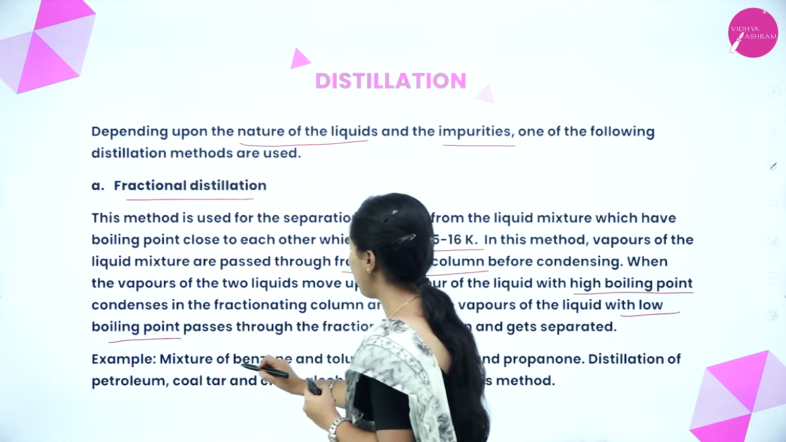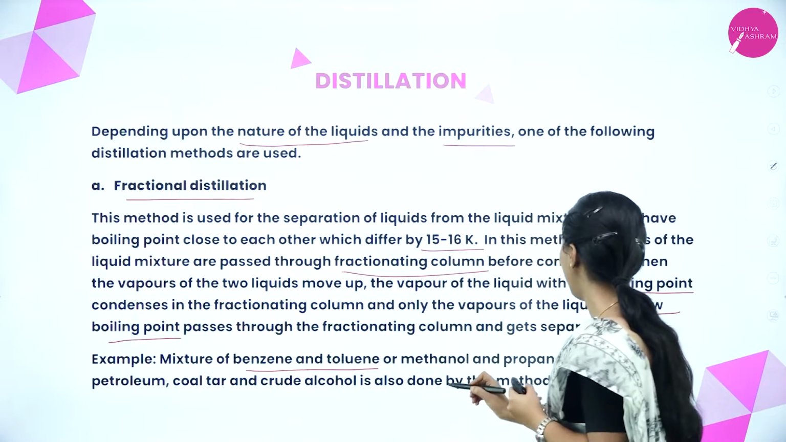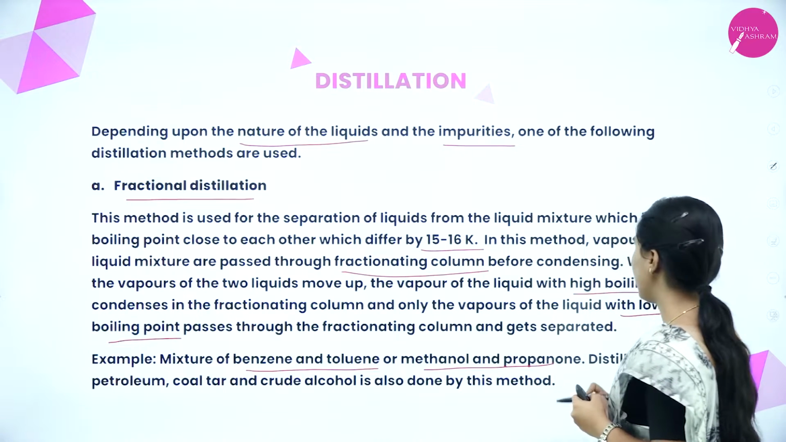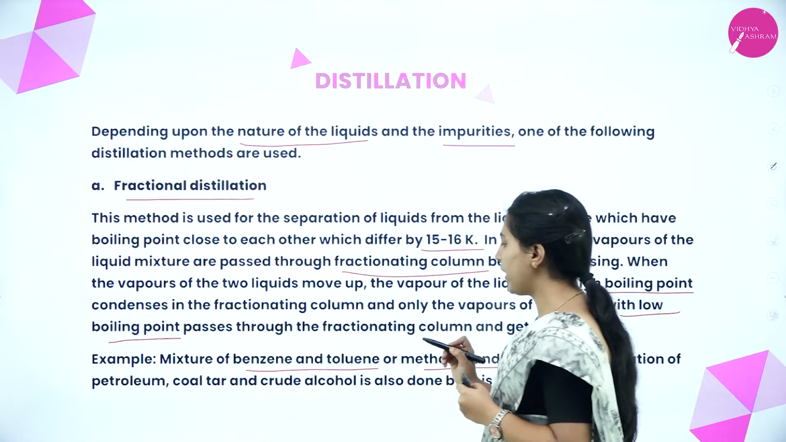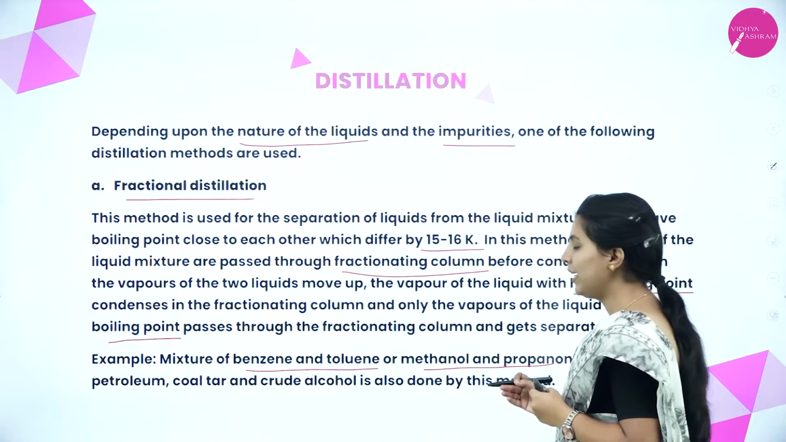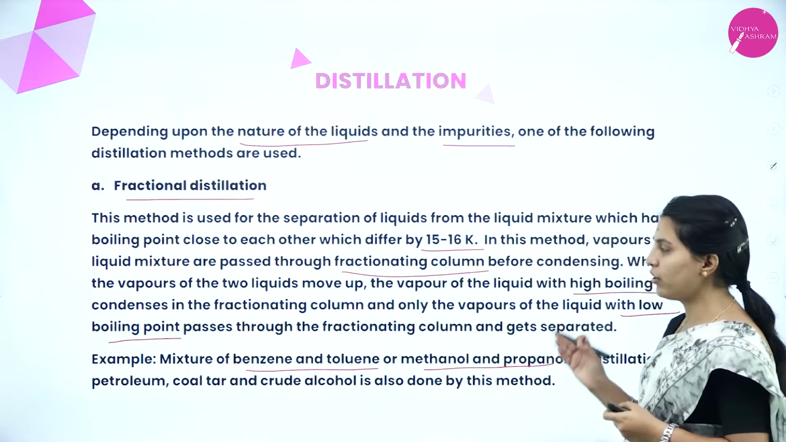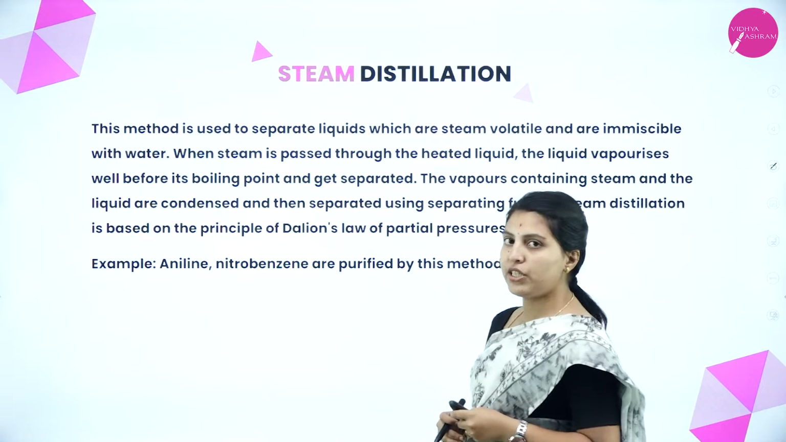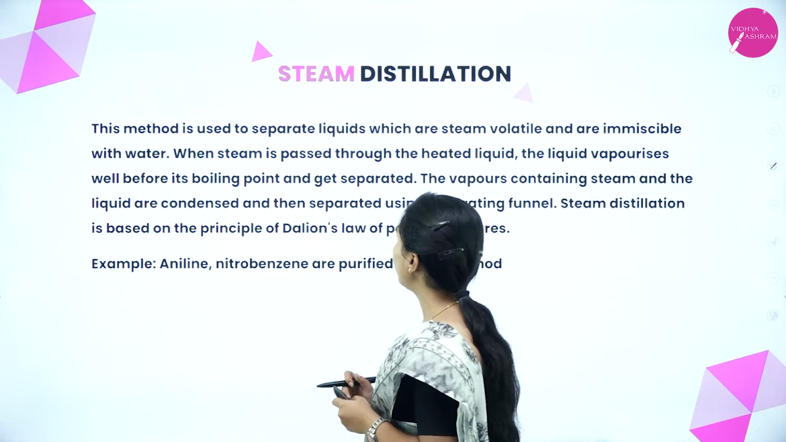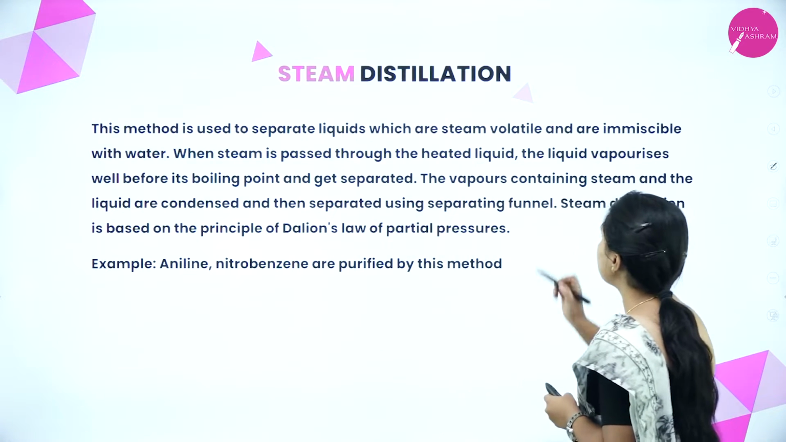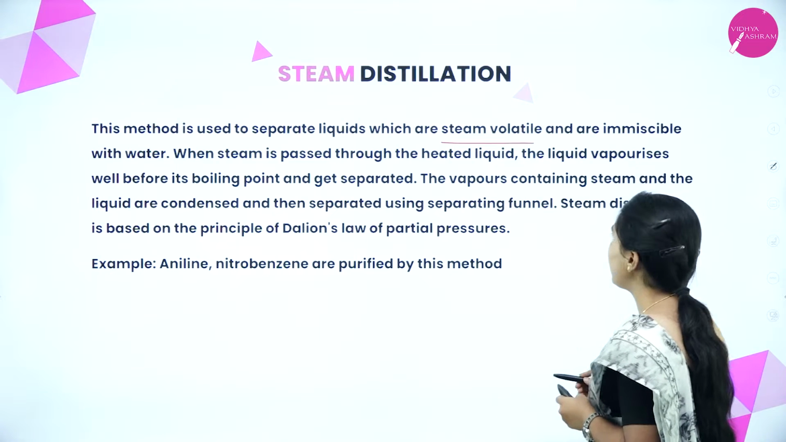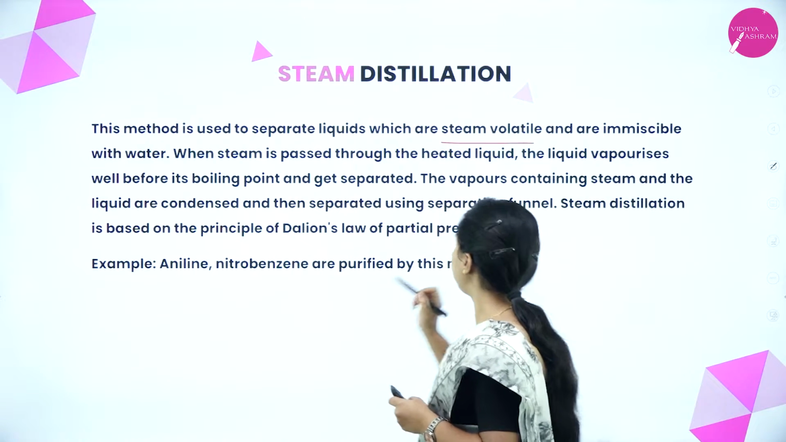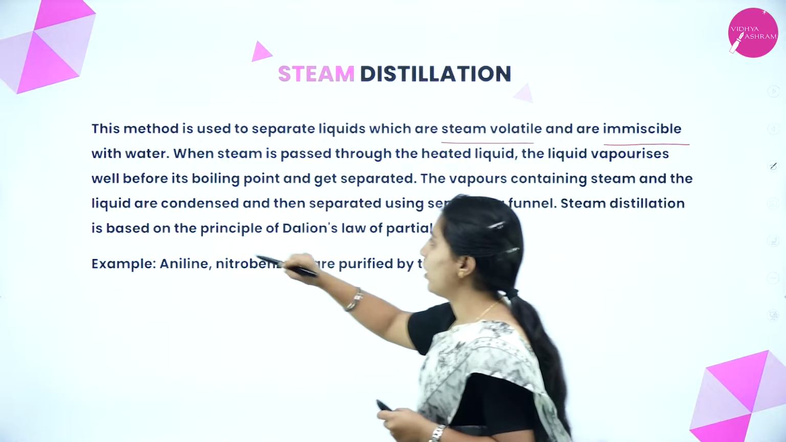Example: a mixture of benzene and toluene, or methanol and propanone. Distillation of petroleum, coal tar and crude alcohol is also done by this method. These are the applications of fractional distillation. Next one, steam distillation. This method is used to separate liquids which are steam volatile and are immiscible with water.